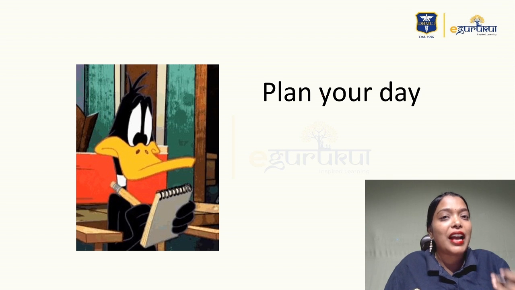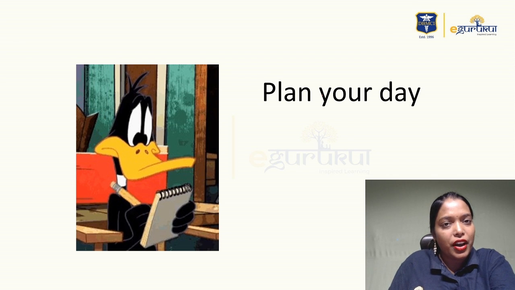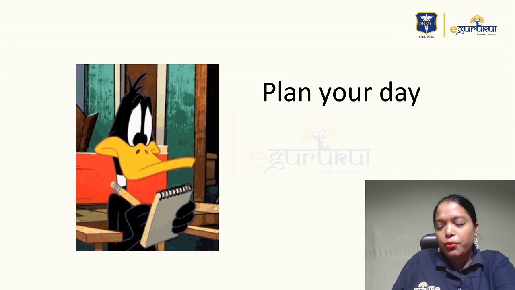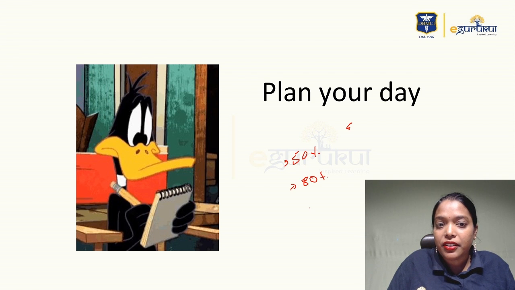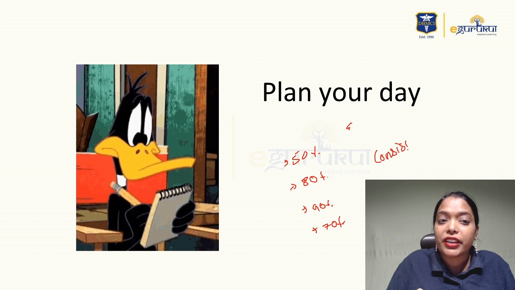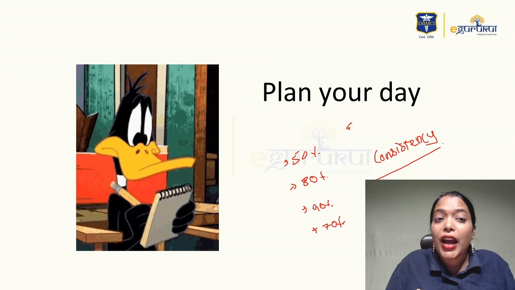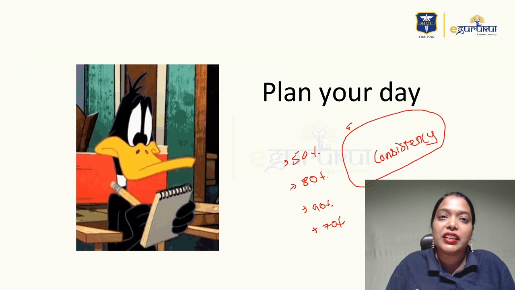Continue. Don't be sad. Make a new plan. If you have not finished what you wanted to do, probably you have reached 50% of your plan today. Try to reach 80% of your plan tomorrow, then 90%, then 70%. Consistency is most important. Why are you planning? You're planning to meet this consistency.